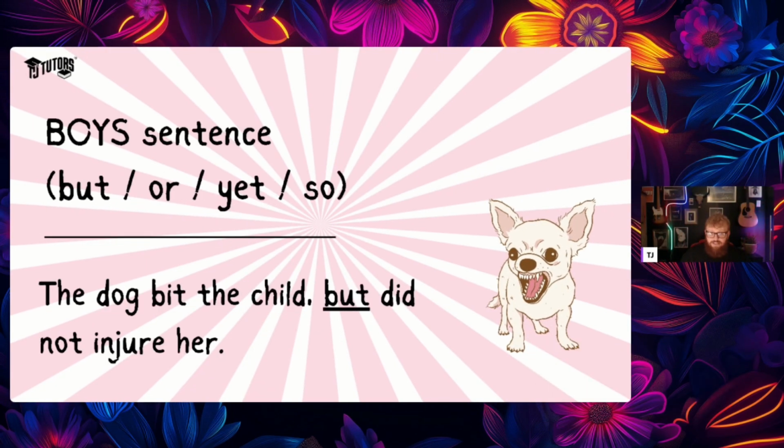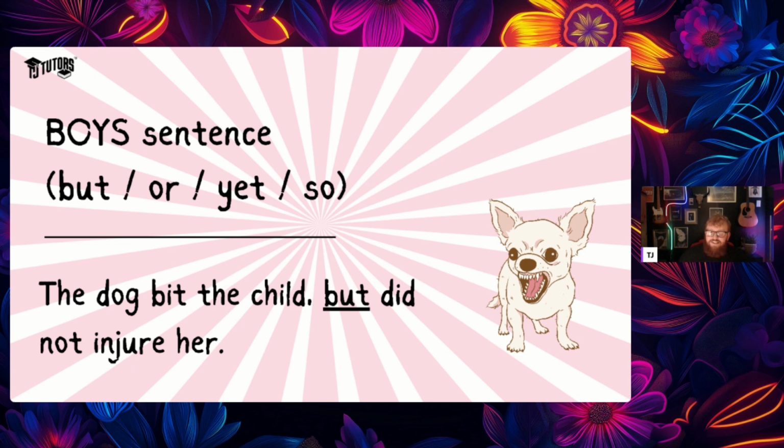Excellent. Right, now the next one we're going to work on is the boys sentence. So this stands for those coordinating conjunctions, but, or, yet. So this will just expand your sentence and give you a bit more depth to the sentence. Okay, so the dog bit the child, but did not injure her.